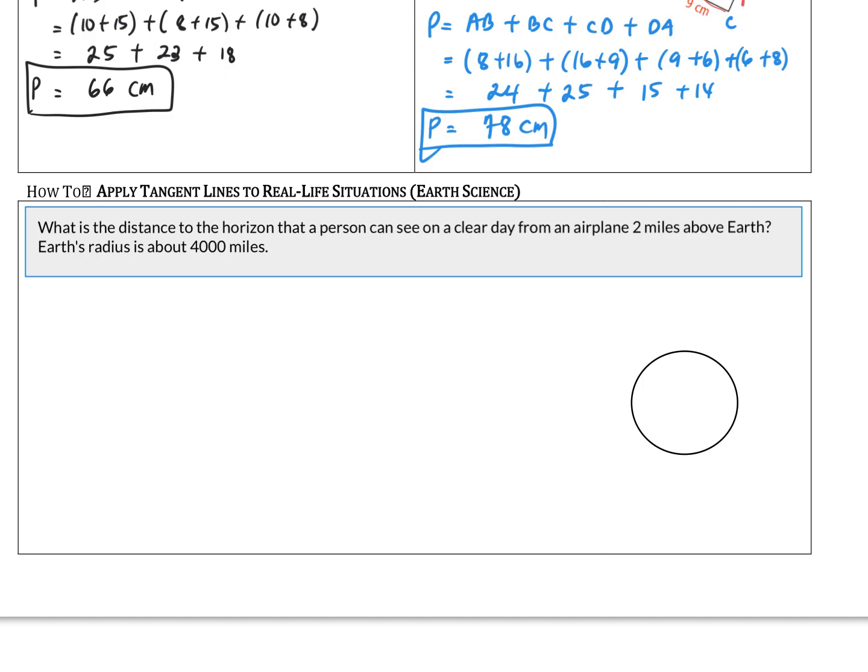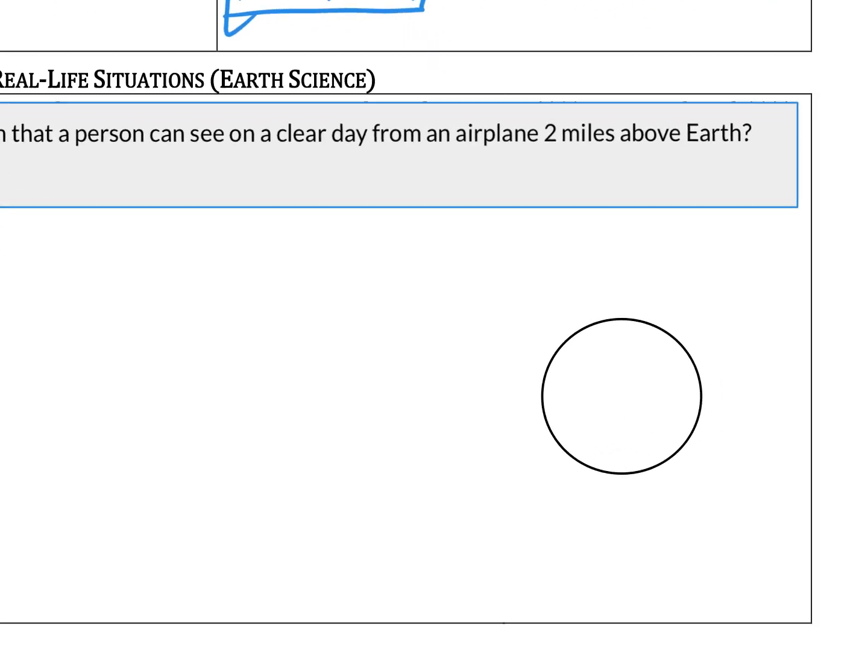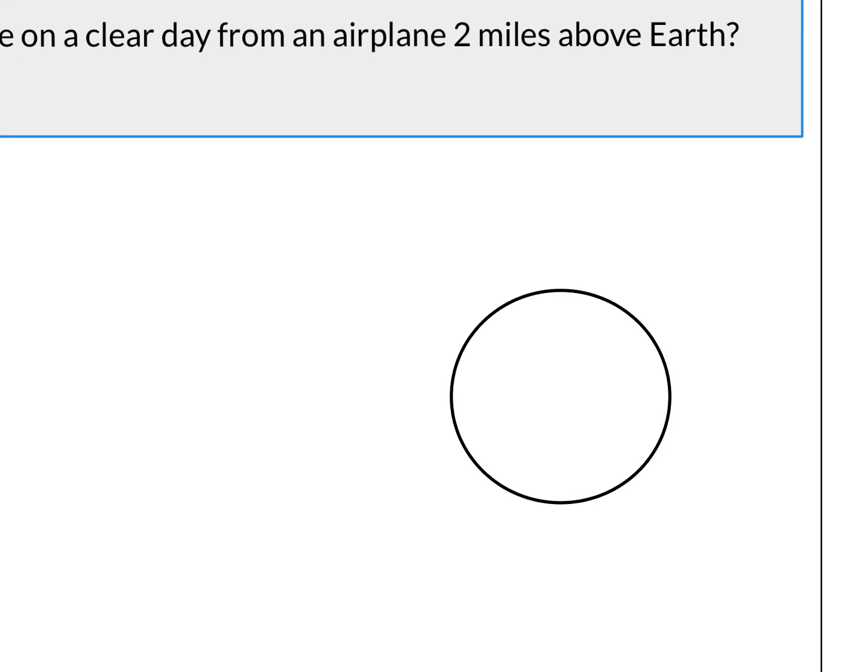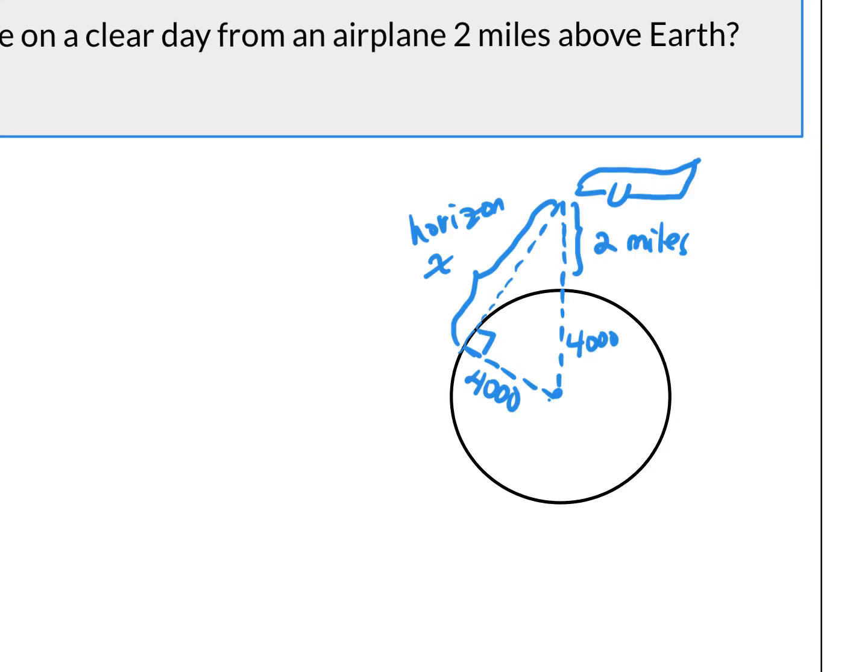What is the distance to the horizon that a person can see on a clear day from an airplane 2 miles above Earth? Earth's radius is about 4,000 miles. Okay, so let's make a little illustration in here. This is a rough sketch of what the problem is all about. So first we have the radius of the Earth, which is around 4,000 miles, and you have 2 miles above. Here you are 2 miles above, and this is the horizon. This part is your horizon, and I label that as X.